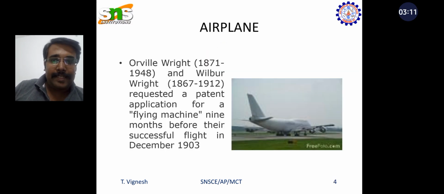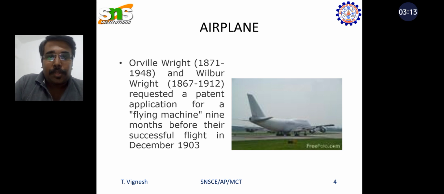Consider an example, the airplane. The Wright brothers requested a patent application for a flying machine 9 months before their successful flight in December 1903, when they hadn't yet made their product. Initially the Wright brothers applied for their patent only based on their idea. After that, 9 months later, they created the successful flight.